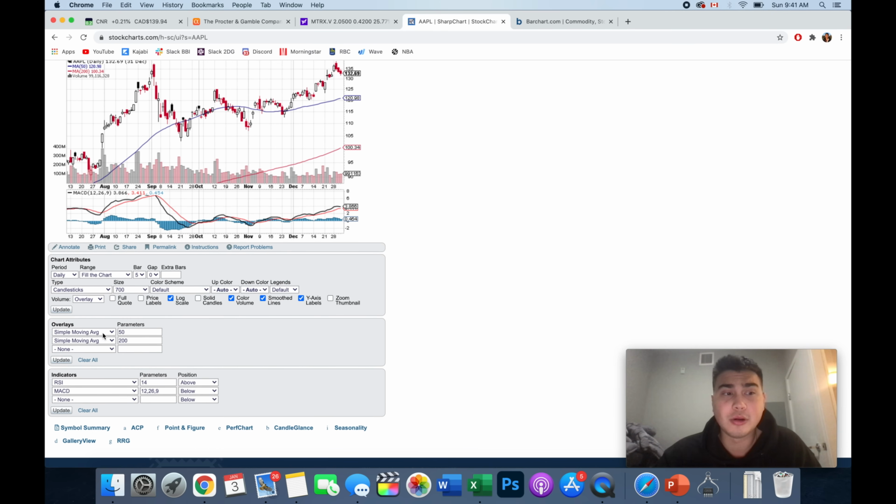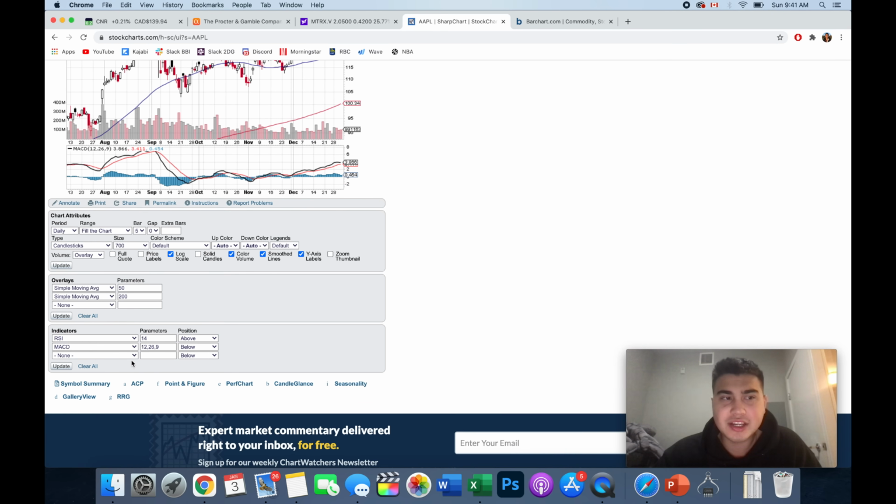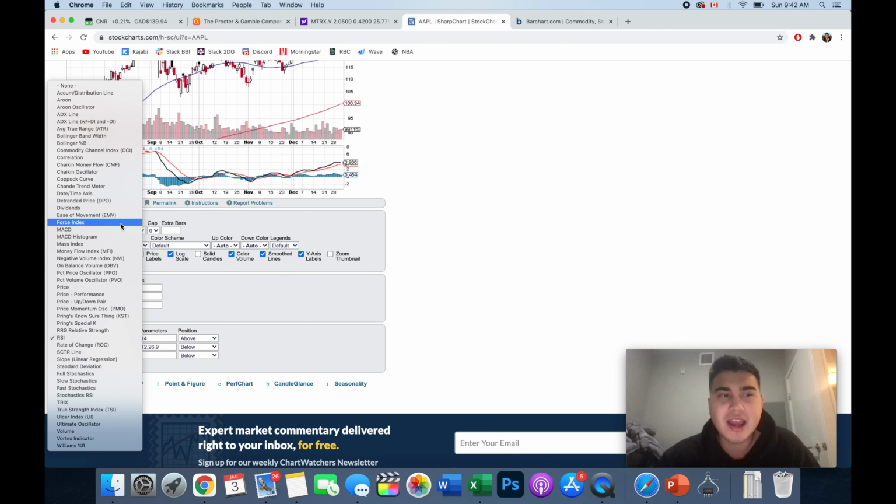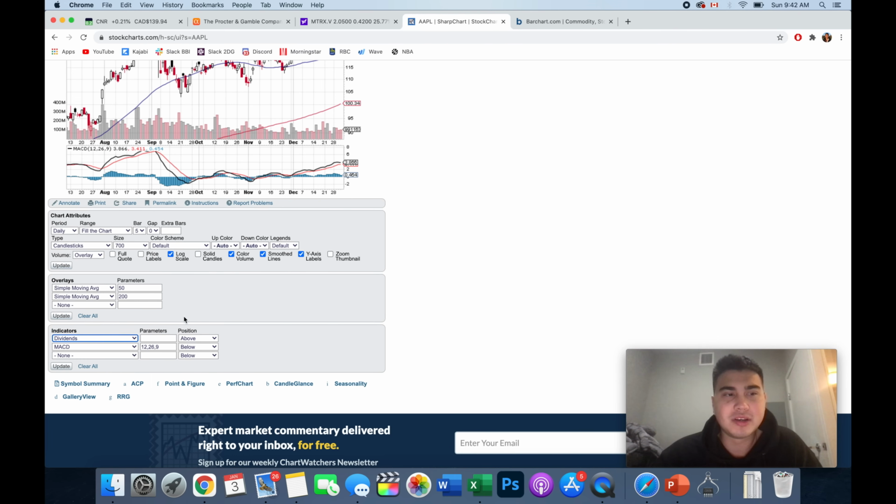So for example, look at the overlays or the indicators section down here. Again, it's a little bit confusing at first, but once you get the hang of it, oh my God, it's so simple to use because you can go to indicators and pick a variety of indicators that you're looking for. You want your Bollinger Bands, pop them in. You can even look at something like dividends. Click dividends right here, and you're going to hit update on this chart.